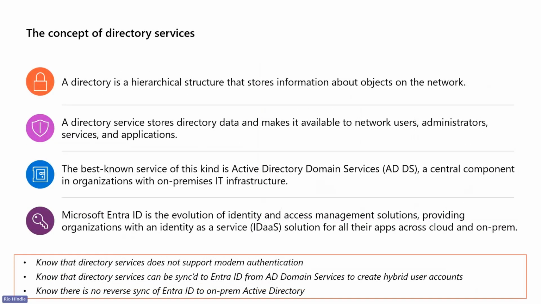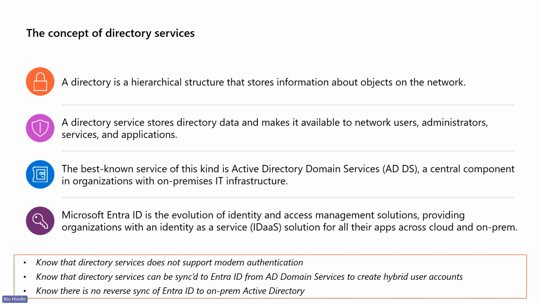So, the concept of directory services, right? In the context of a computer network, a directory tends to be a hierarchical structure that stores information about objects on the network. It stores directory data and makes it available to any network users, admins, services, and applications. AD, or Active Directory, is a set of directory services developed by Microsoft as part of Windows Server 2000 for on-prem domain-based networks. The best known service of this kind is AD Domain Services. It stores information about members of the domain, including devices and users, verifies their credentials, and defines their access rights.